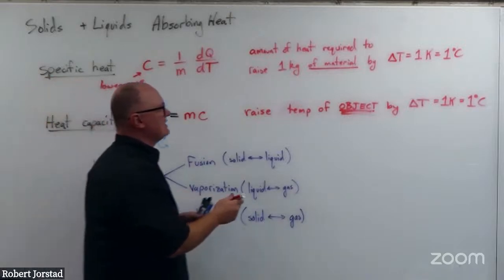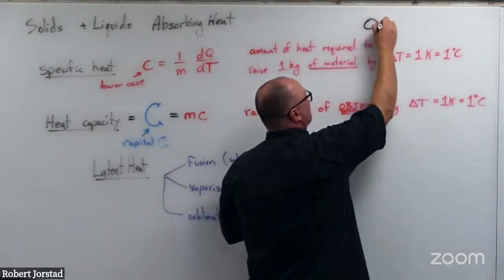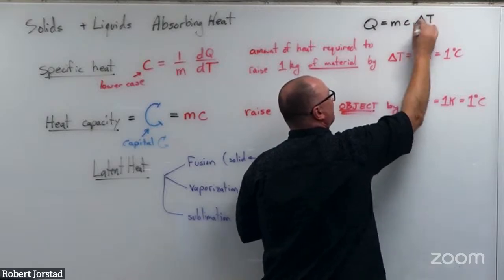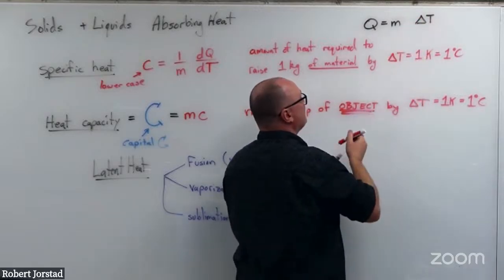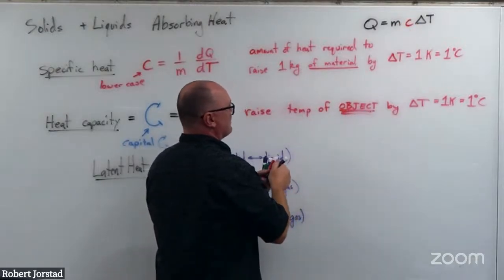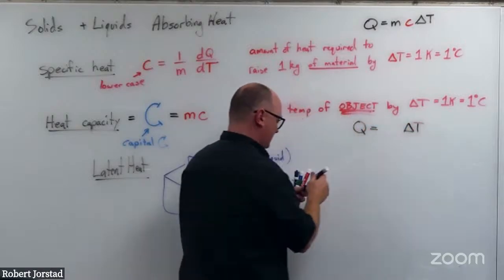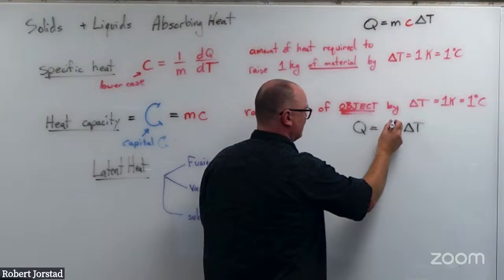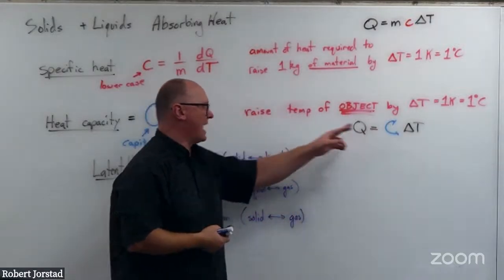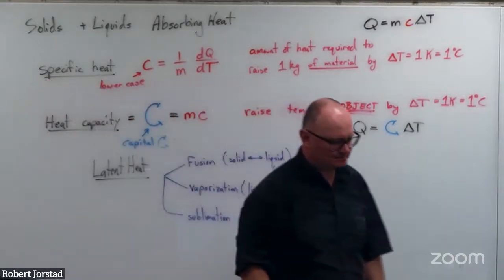So if we look at these in equations, the famous equation is usually Q equals mc delta T, where this is lowercase c, whereas the equation that corresponds to this one is Q equals capital C delta T. So if you have an object, you could use heat capacity. If you have a material, usually we use specific heat.